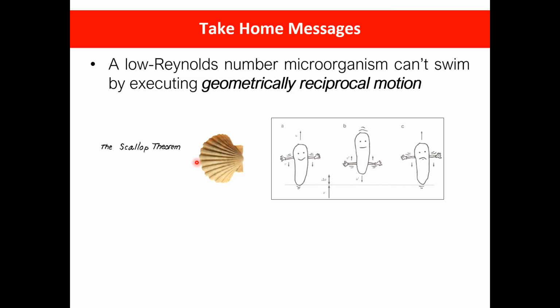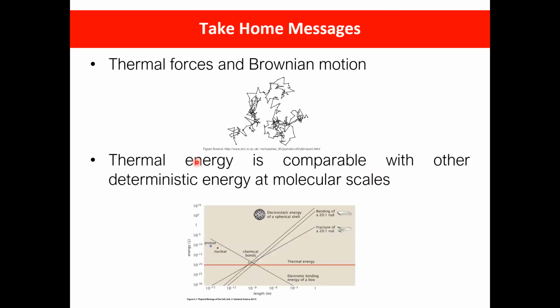Okay, and since we know that due to geometrical reciprocal motion we cannot make anything swim in water, and geometrical reciprocal motion is the one which is easiest to implement if you are fabricating something at the microscopic scale, if you have to make something swim by executing geometrical reciprocal motion, then you have to replace the fluid by a non-Newtonian fluid.